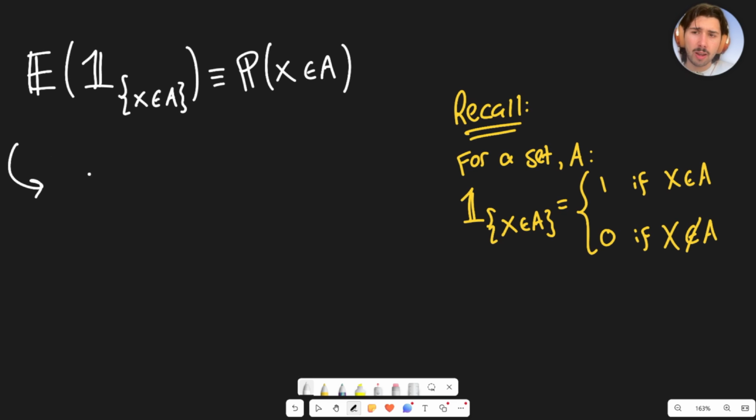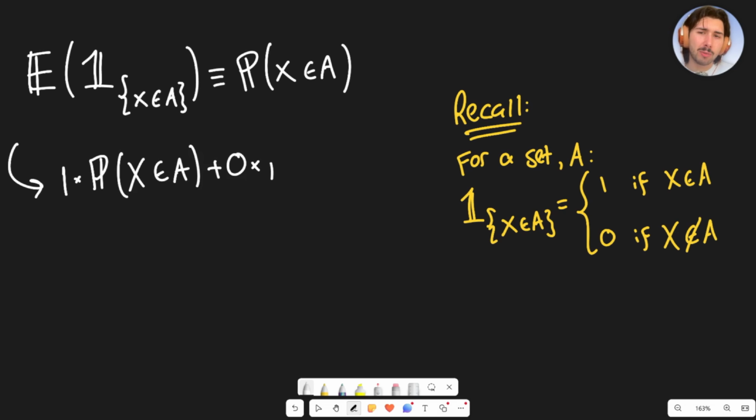The left-hand side is going to become 1 times the probability that the indicator is 1. But by the way, how does that happen? What is the event that the indicator is 1? Well, we need x to be in A. So 1 times the probability that x is in A plus 0 times the probability that the indicator is 0. And how does that happen? Well, x has to not be in A. So 0 times the probability that x is not in A.